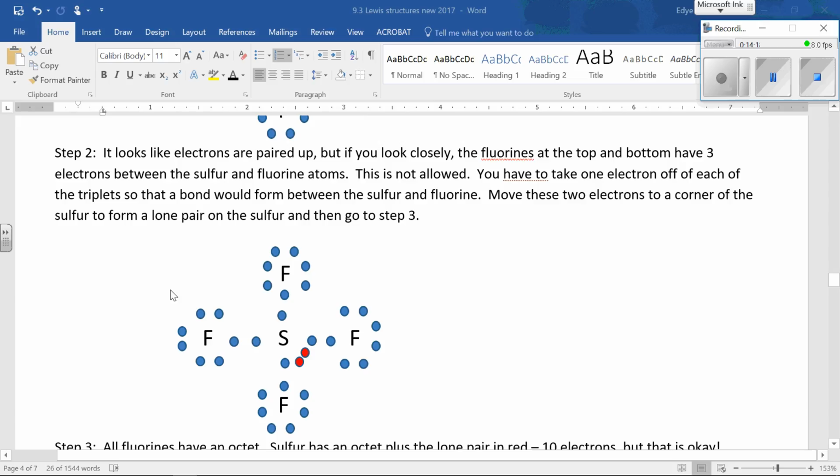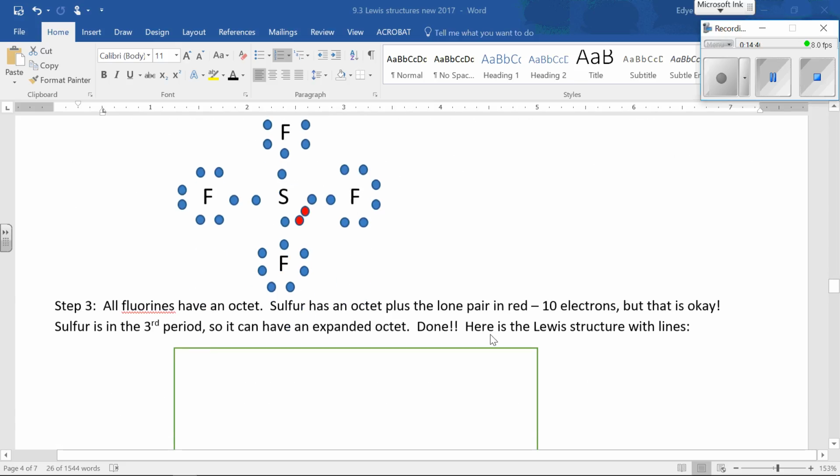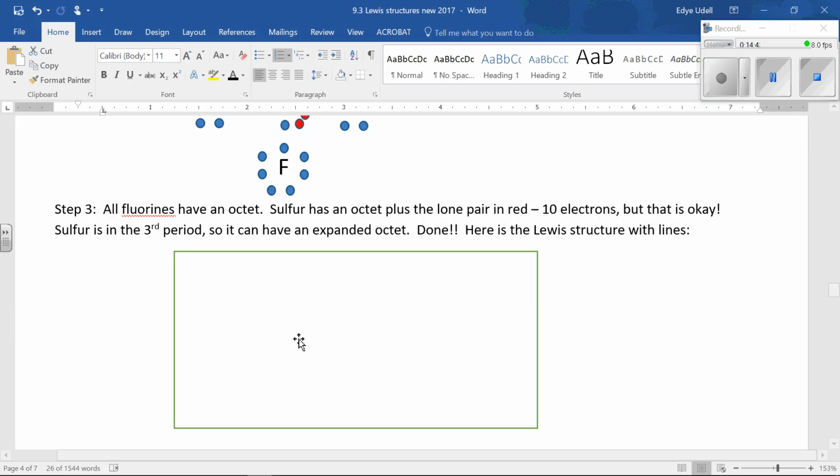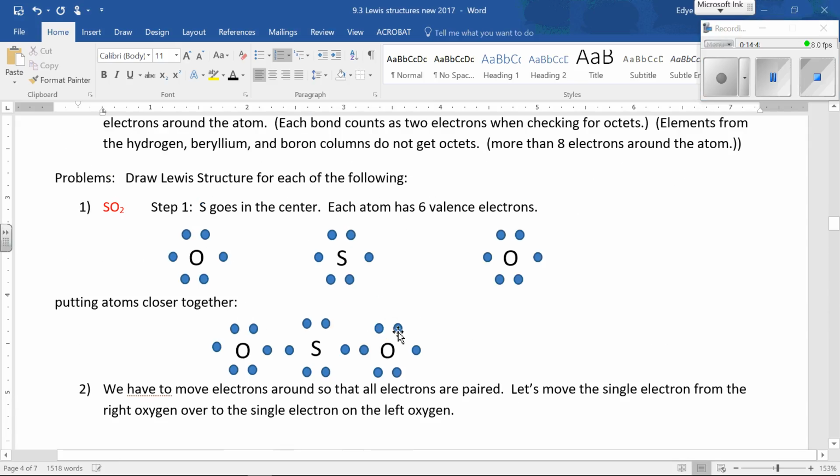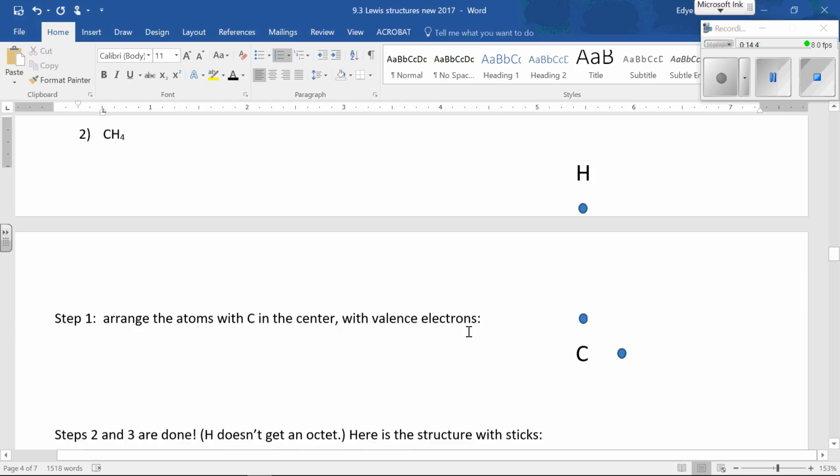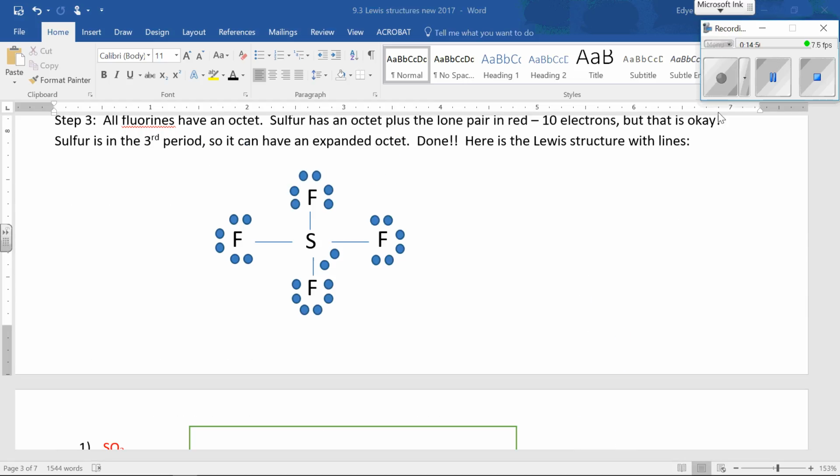So sulfur here had 10 electrons around it. And that is okay because sulfur is in the 3rd period, and elements in the 3rd period and below are allowed to have more than 8 electrons around them. But everybody else that is in the carbon, nitrogen, oxygen, fluorine, or noble gas column has to have 8 electrons around it.